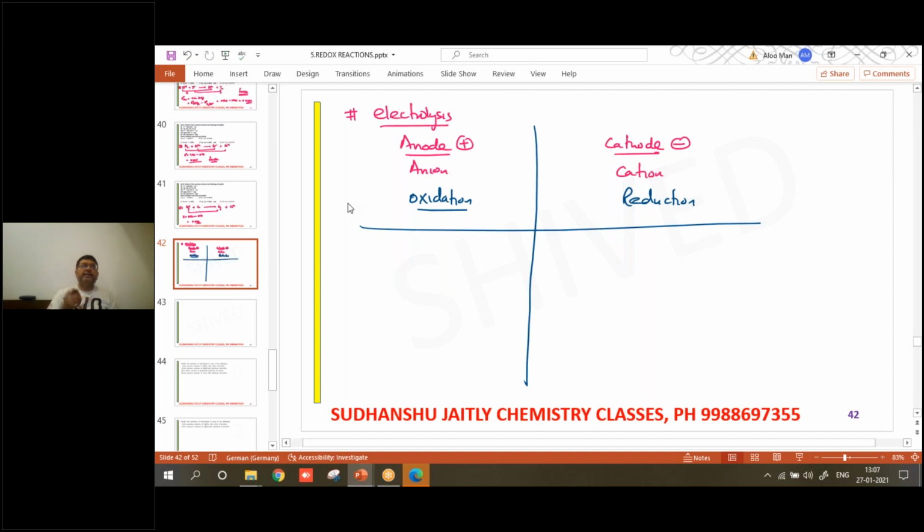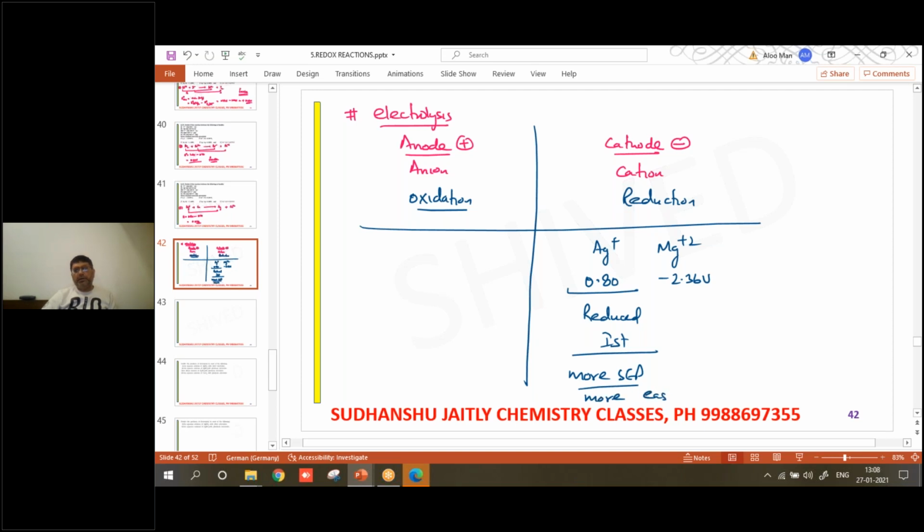But if there is a clash, competition, what we say, there is only one species की seat है reduce या oxidize होने की, and there happens to be more than one cation or anion. For example, let it be वहां पे सिल्वर और मैग्नीशियम दोनों पहुंच गए. 0.80, याद मत करना 36 वोल्ट. ठीक. Now this will be reduced first. क्यों भाई? More SCP, more ease of reduction beta.